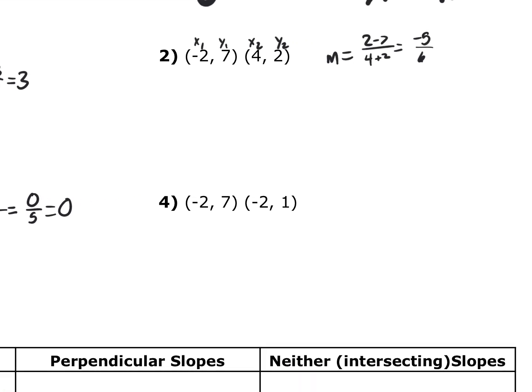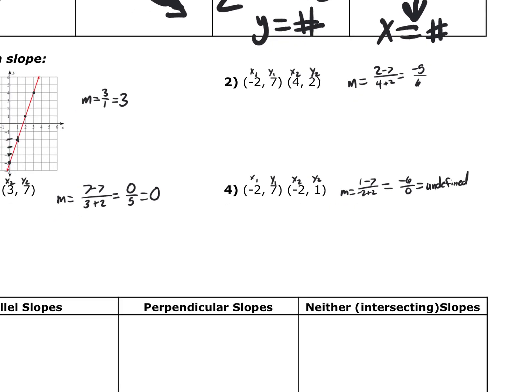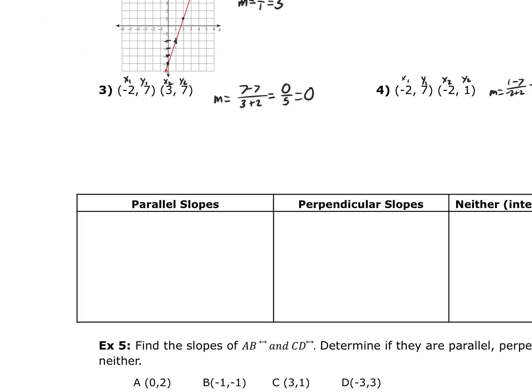And then this one, again, x1, y1, x2, y2. So we're going to do 1 minus 7 on top and negative 2 plus 2 on bottom because it's minus and negative. Anytime you subtract negative, it's like adding a positive. So 1 minus 7 is negative 6. Negative 2 plus 2 is 0. Anytime we divide by 0, you can't. Don't do it. It breaks the internet, tears a hole in the space-time continuum. So we say that is undefined. All right. So that would be a vertical line there.